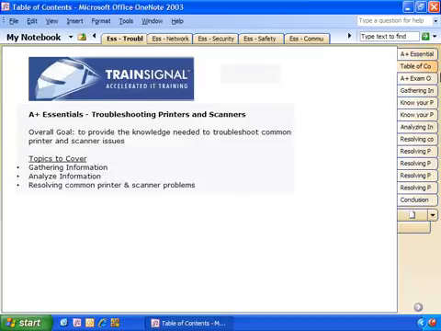In this video, our overall goal is to provide you the knowledge needed to troubleshoot common printer and scanner issues. We'll talk about how to gather information, analyze that information, and then resolve those common printing and scanner problems.